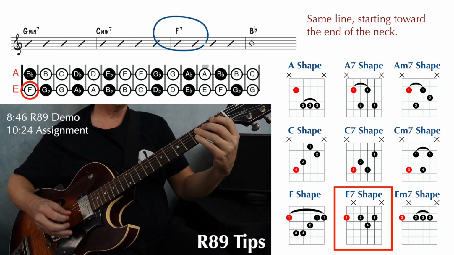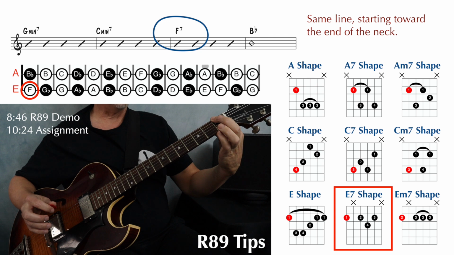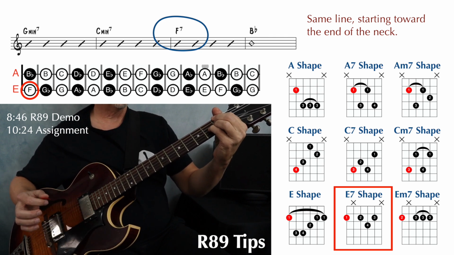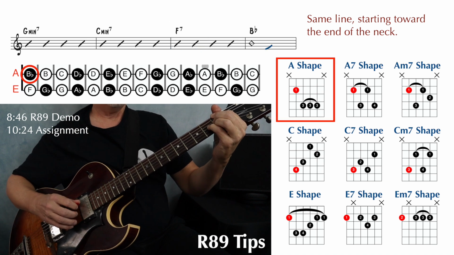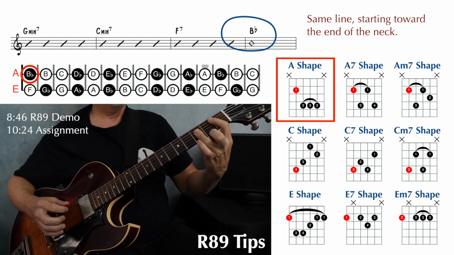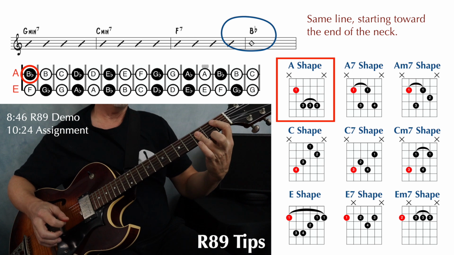Then we have an F7. There's our F root note at the 1st fret on the 6th string, and for that you could use the E7 shape. And then we have a B flat right down there at the end of the fretboard as well on the 1st fret on the 5th string, and you could use your A shape for that.